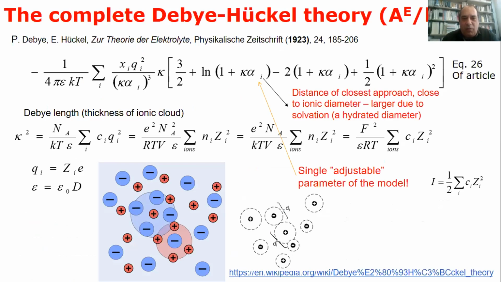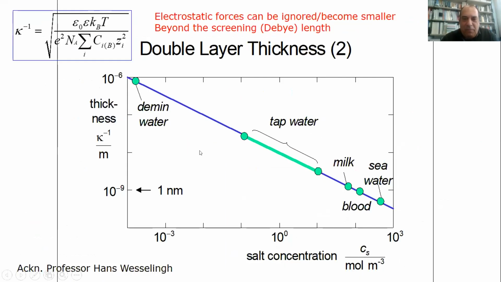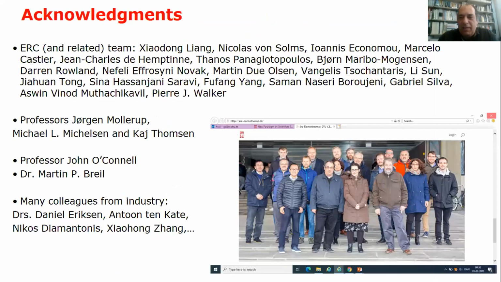And this is the expression for the electrostatic energy, and it contains a single parameter, which is the distance of closest approach, and also the thickness of the ionic cloud, which is a function of the dielectric constant and the charge. And you can see here some typical values of the double layer or the thickness of the ionic cloud for typical fluids.